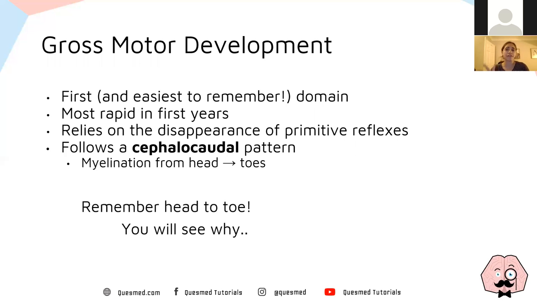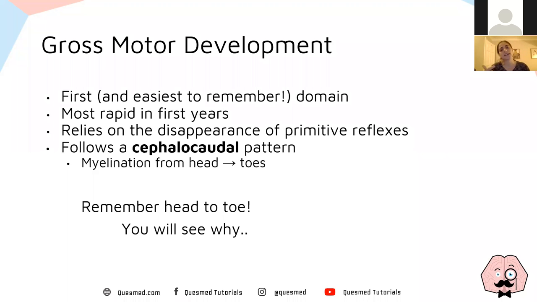The reason why I really talk about the first year is because the development of gross motor milestones relies on the disappearance of primitive reflexes. I'm not going to talk about primitive reflexes in this particular lecture, because it will take us much longer to go into all of those. But just vaguely remember, gross motor milestones rely on the disappearance of primitive reflexes. Say you've got a stepping reflex and you're lifting a child, and every time he's bouncing his toes on the table, then they'll never learn to put full weight on their toes in order to walk, say, or sit. That's why these reflexes need to go before the child can hit the milestones.